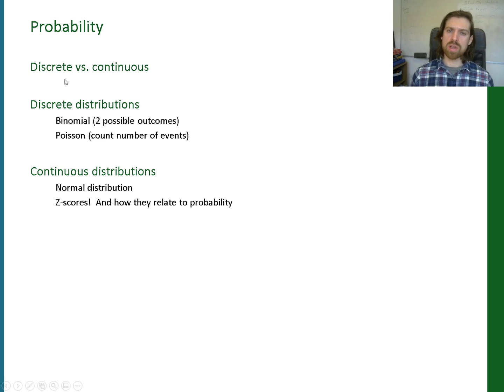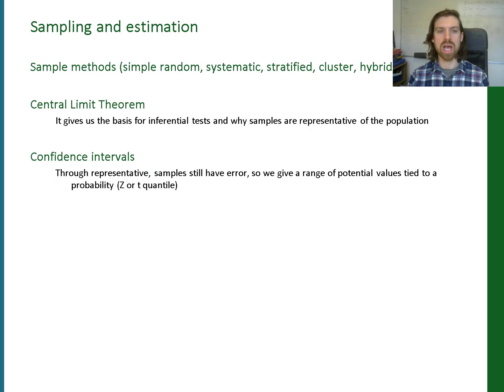Within probability, we've focused on both discrete distributions and continuous distributions. The discrete distributions that we focused on were those which have categorical outcomes potentially. So it might be binomial, so you've only got two possible outcomes, success or fail, or true or false, or Poisson. So maybe we have a variety of different events which are all part of some sort of discrete outcome. And then we focused on continuous distributions, so that could be the normal distribution, and potentially how we then test z-scores to understand how they relate to probability. And that fed forward then into how we evaluate hypotheses.